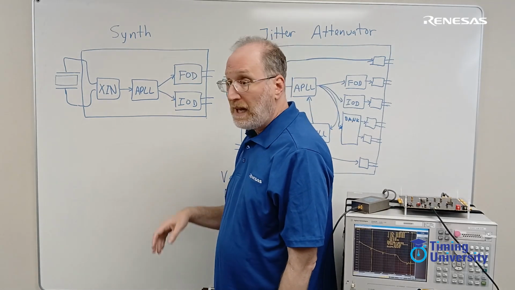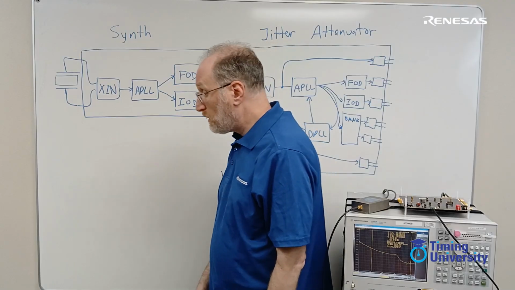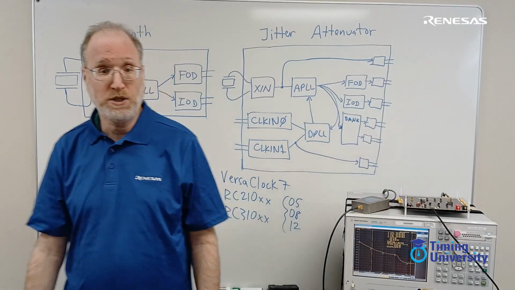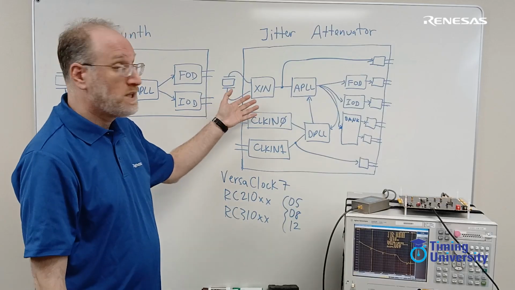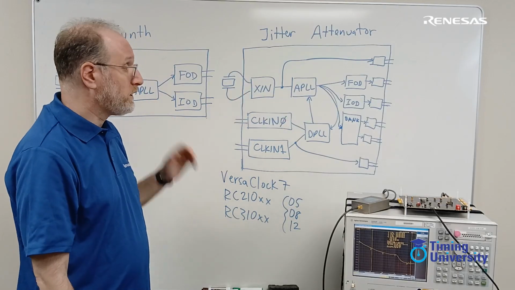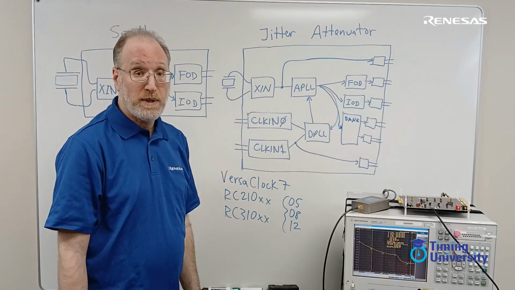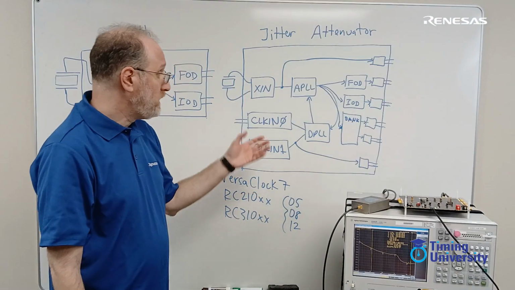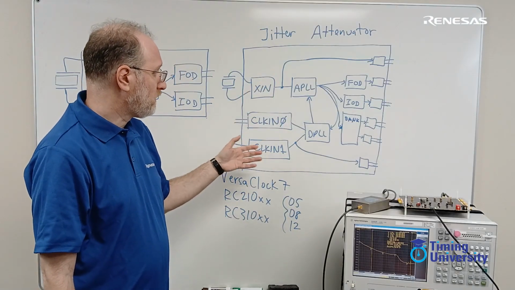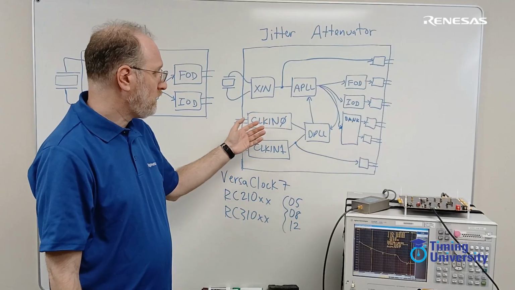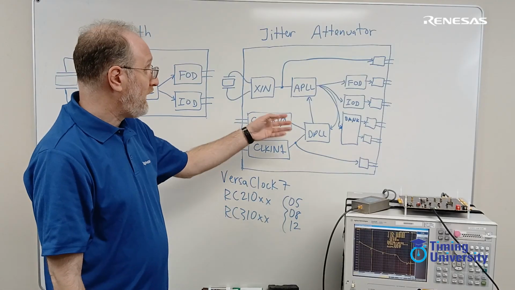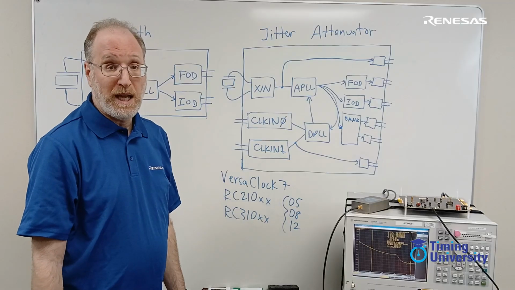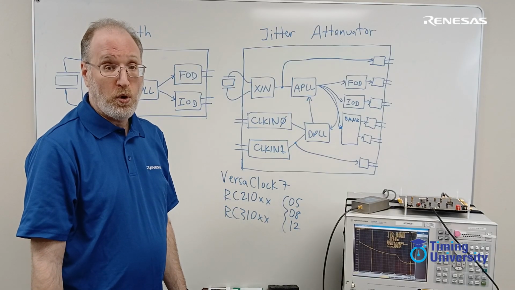So looking at that from a synthesizer, you can add additional blocks to make it a jitter attenuator. And a jitter attenuator has the X-in and APLL, which I showed on the synthesizer, plus a DPLL block. So what you can do with these two blocks together is you can use the DPLL to follow a clock-in signal for frequency and still get the jitter of the APLL on your outputs.